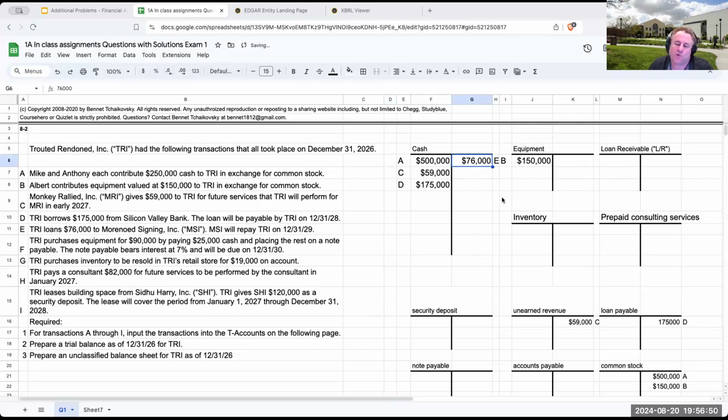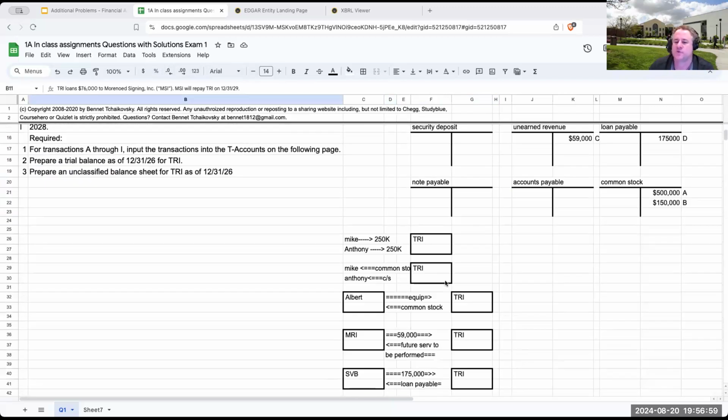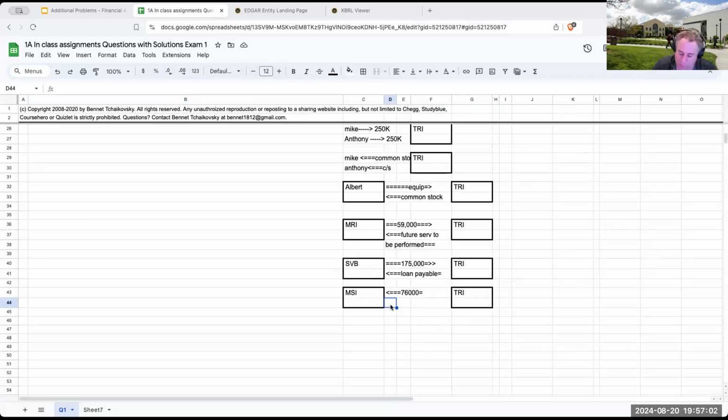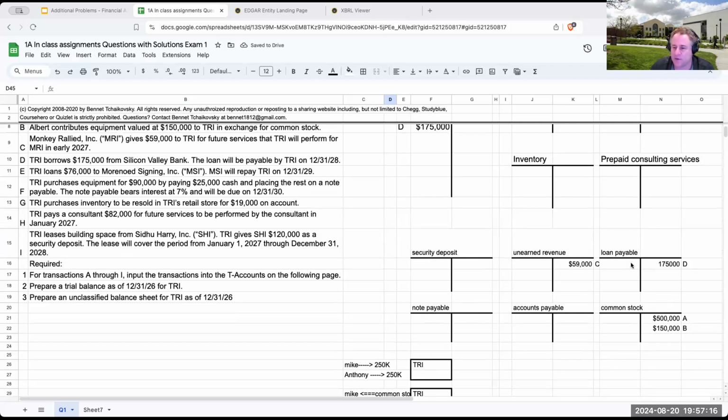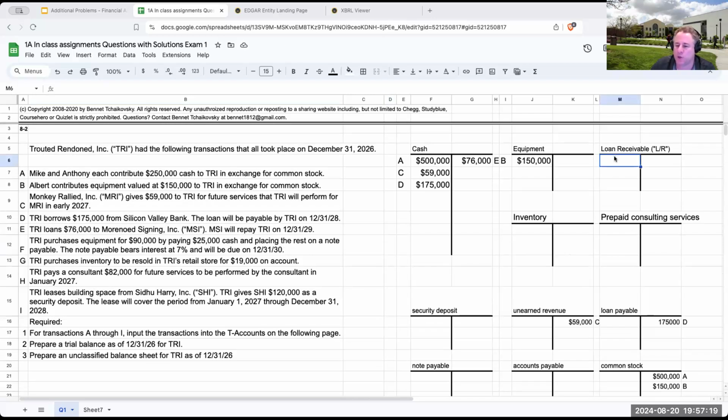For every credit, I need a debit. What is this? Well, they're going to repay us in the future, right? So basically, this is going to be a loan receivable, right? So they're giving us a promise to pay. That is an asset. So over here, we're going to have a loan receivable. It's increasing because they have to pay us in the future. And that's going to be for $76,000.